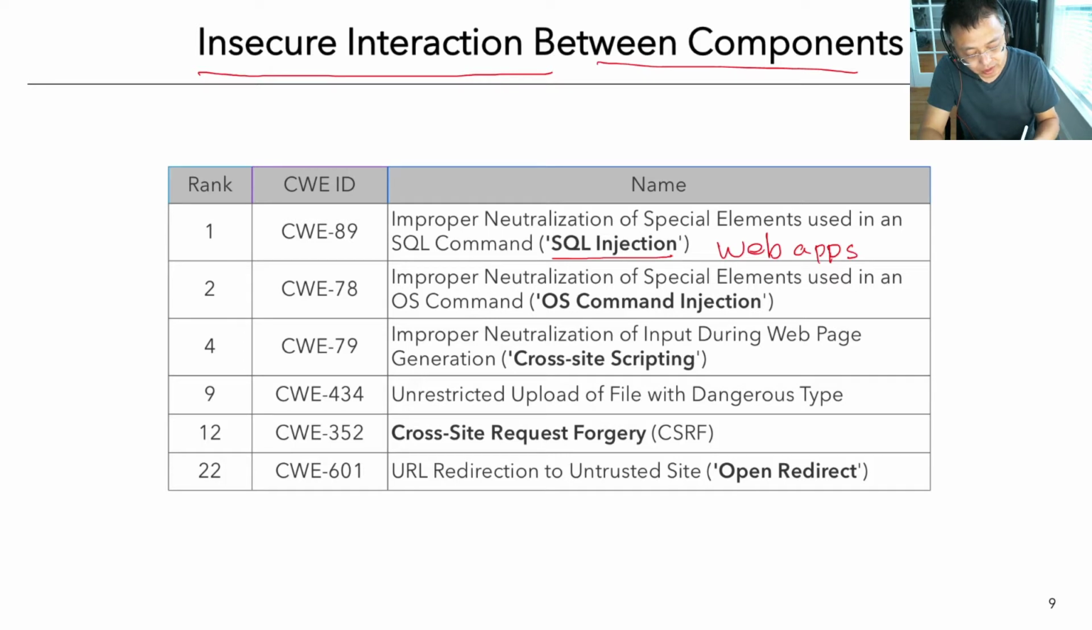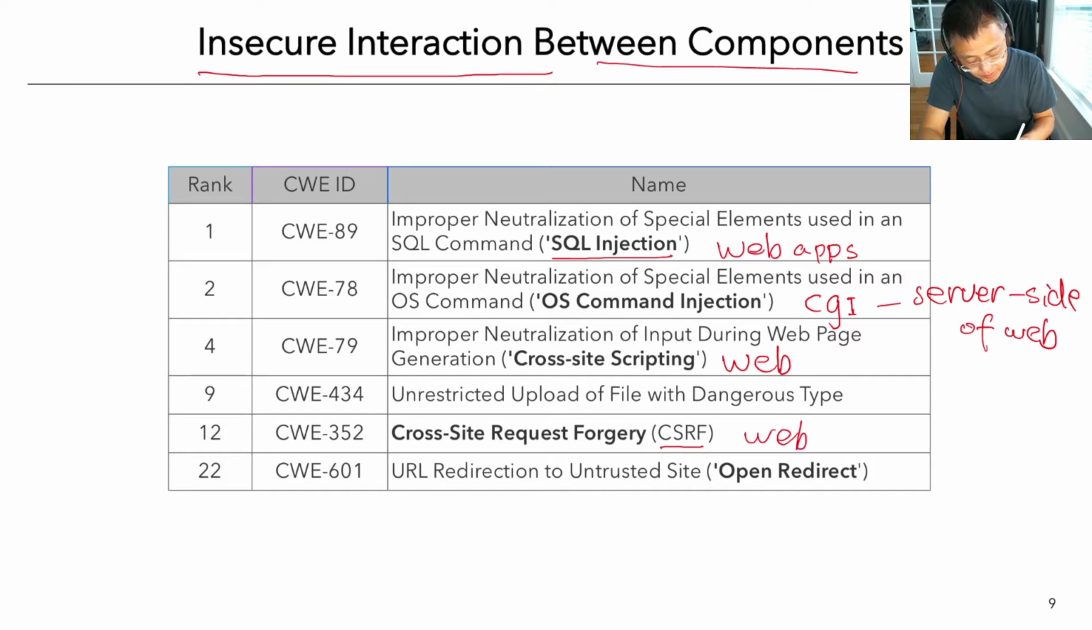Okay, then there is OS command injection, and cross-site scripting. This is also web related. So number two often is related to the CGI, which is the server side of web. Okay. Then there is cross-site request forgery. So this is also a common web vulnerability.